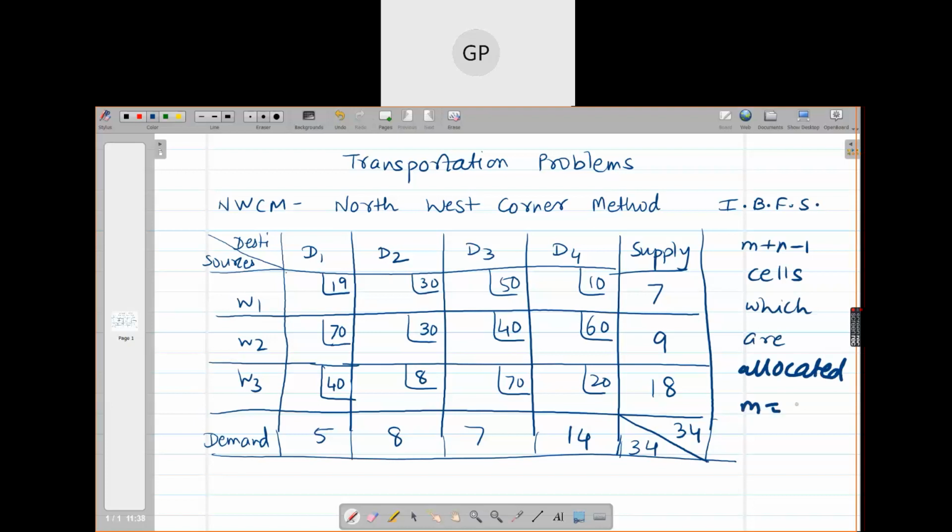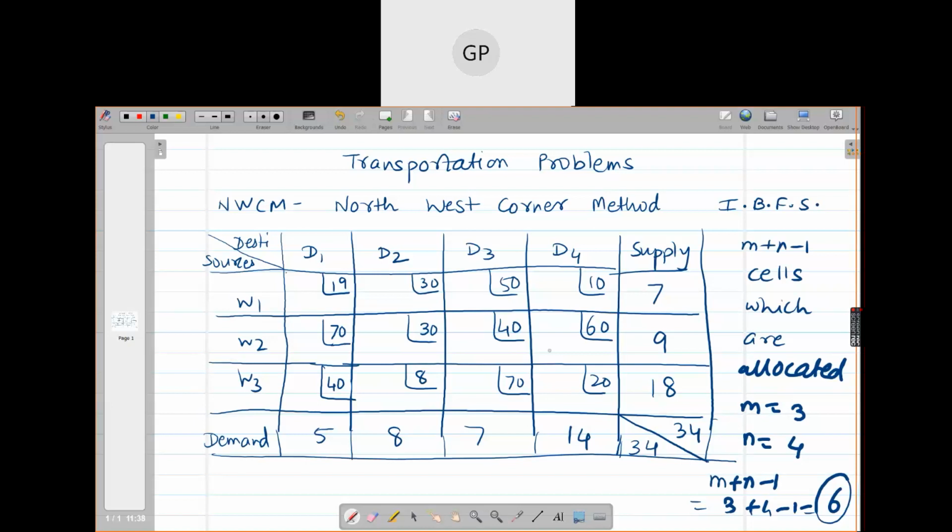What is m here? How many sources are there? 3. And destinations? 4. So how many cells we will look for? How many cells are there inside? 12 cells are there. Forget about supply and demand. You have 12 cells inside, right? Out of these 12 cells, I am going to choose only 6 cells and I am going to put number of units according to supply and demand. Do you understand this?